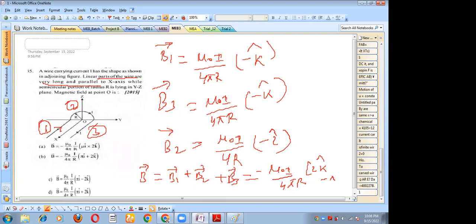So it will be pi I, right? So plus pi I. We are taking minus outside, so it should be plus pi. Correct. So I think B is the correct answer you have got. B is correct: mu naught I by 4 pi R, 2K plus pi. Got it?